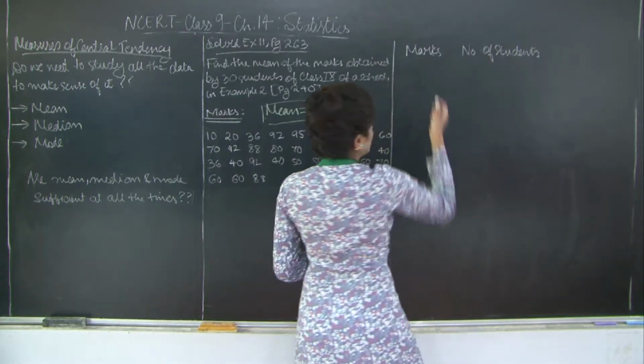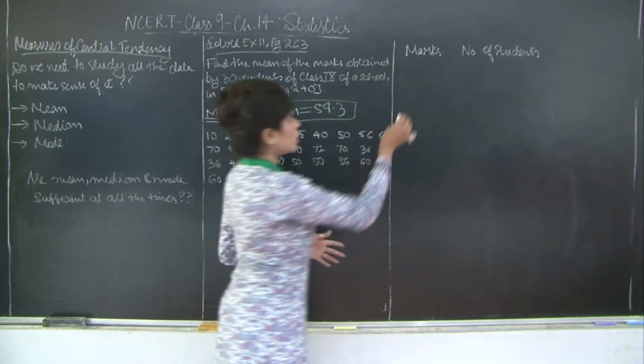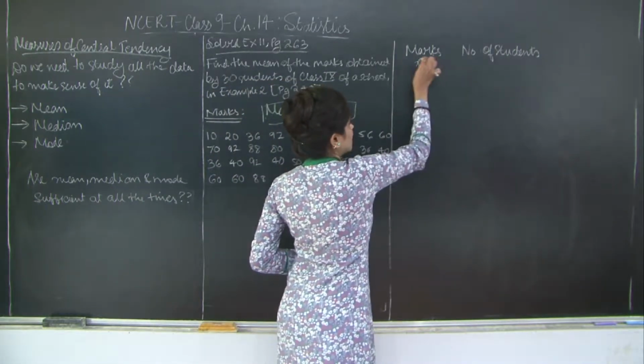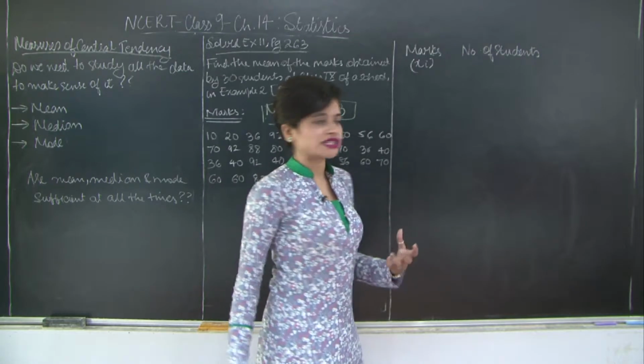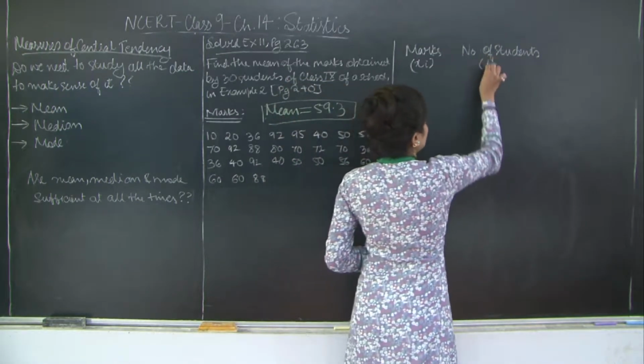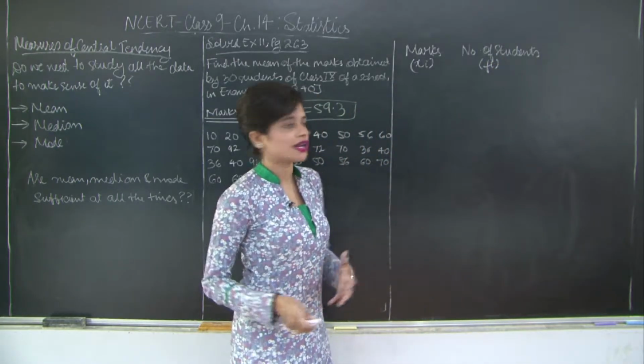So marks, we had allotted names to the marks, x1, x2, x3 and so on. So I'm just going to write xi. And number of students is nothing but it's going to give you the frequency, right? So I'll just write fi for the frequency. Frequency 1, frequency 2, frequency 3 and so on.